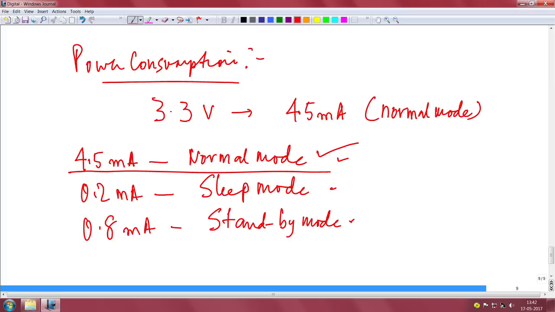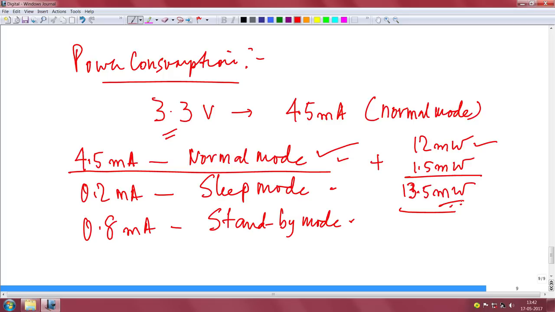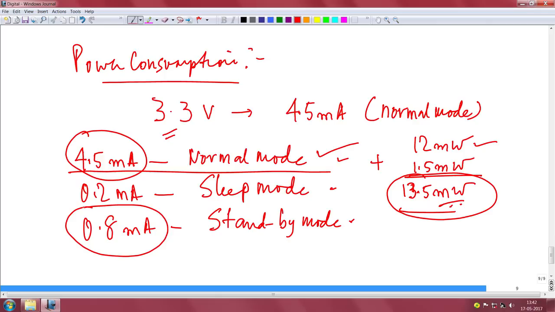So, we are operating at 3.3 volts and we are consuming 4.5 milliamperes. If you do a simple multiplication, this will give you 12 milliwatts plus 1.5 milliwatts. This is 4 into 3 is 12 milliwatts, 0.5 into 3 is 1.5 milliwatts. I add both of them and it will give me 13.5 milliwatts. It is not bad, it is okay, but it is still quite a bit of power, 13.5 milliwatts if you keep it on all the time. Therefore, you may want to look at options of shifting it to a standby mode and also sleep mode. Sleep mode is quite nice because if you are not using it, it is not going to consume much. I would like to stop here.